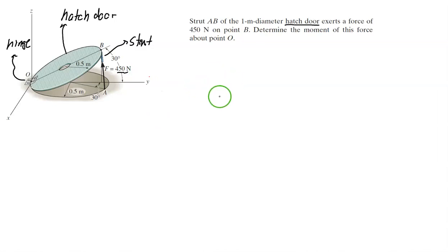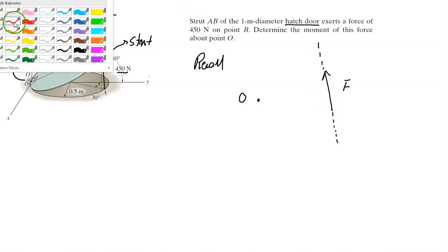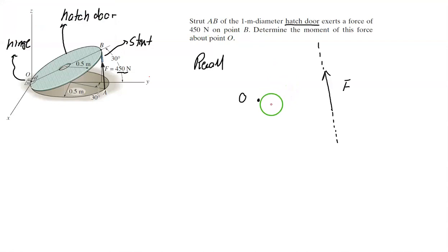So if you remember the moment of a force about a point, so recall that we have a force F, and that's the line of action of F, and we have a point O here. So to find the moment of this force about point O, there are several ways. There are various options for finding the moment of force F about point O.